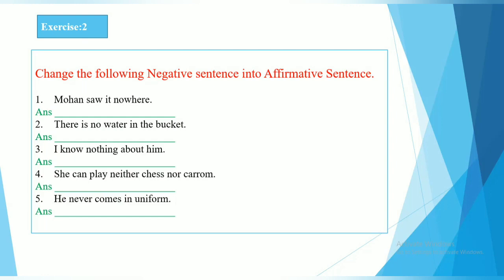Number 5. He never comes in uniform. What will be the answer? He always comes in uniform. I hope you understood how to change affirmative sentences into negative sentences and negative sentences into affirmative sentences.